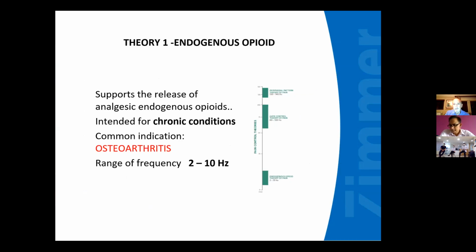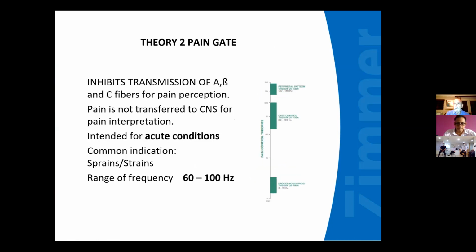Thinking about theory 1, low and slow, I call it, chronic conditions like osteoarthritis, very effective at treating. Number 2, we have our pain gate, or inhibiting the transference of alpha, beta, and C fibers to the central nervous system, somewhere between 60 to 100 hertz. Acute conditions, sprains and strains, we see them every day walking into the clinic.